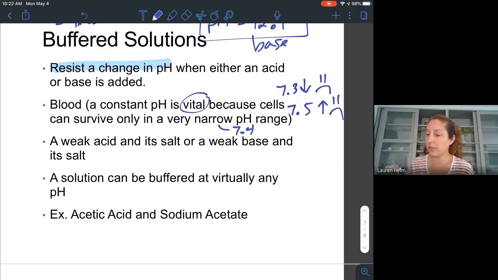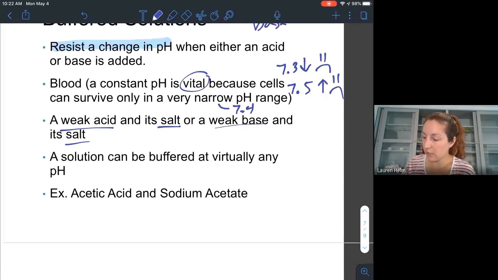So what is a buffer? It's a weak acid and its salt, which is your non-acidic anion, or it can be a weak base and its salt. So what is an example of this? We have acetic acid, which is your acid, plus its salt, sodium acetate.